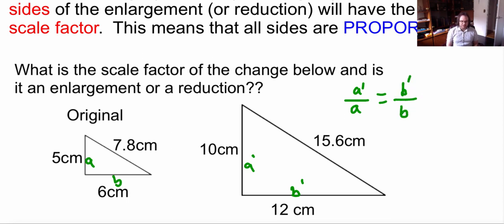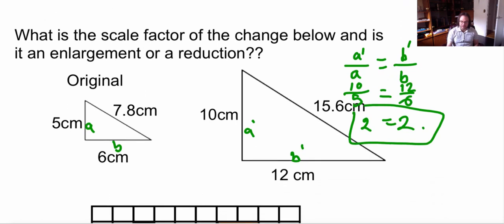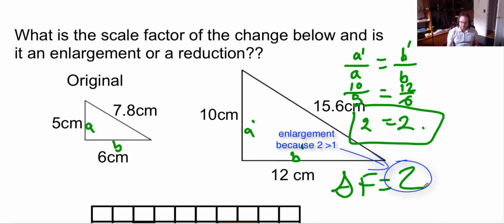So in this case, my A prime is 10, and my A is 5. Now, is that equal to my B side? Well, we have 12 over 6. So then I end up getting 2 is equal to 2. So in this case, proportionality is conserved among the scale factors. So we have a scale factor equal to 2, and proportionality, as we showed there, is conserved.